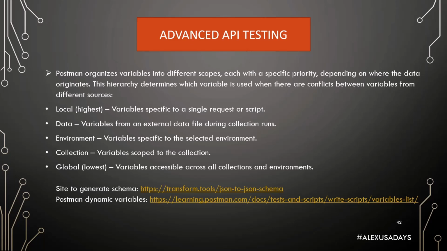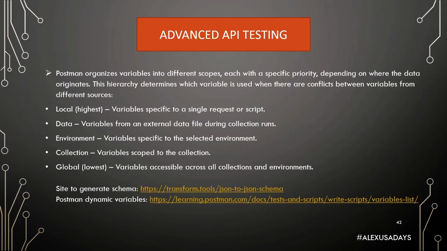Then you have data variables that come from external data files during collection runs. Then you have environment level variables that are specific to the environment where you are. Then you have collection level, and then you have global, and that would be the lowest level, where variables are accessible across all collections and environments. So local will be accessed first, then data, then environment, then collection, and the last to be accessed is global. So we'll take a look at those.